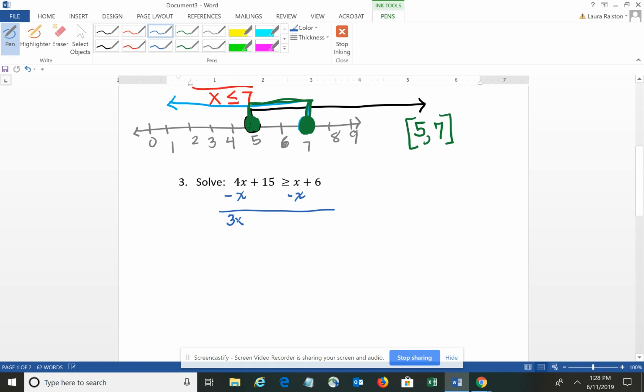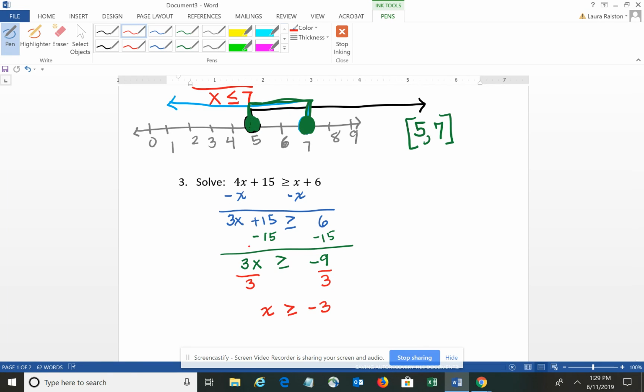So I have 3x plus 15 is greater than or equal to 6. Then I'm going to get all the numbers together on the right side. So I'm going to subtract 15 from either side. So I have 3x is greater than or equal to negative 9. Then I'm going to divide both sides by positive 3. Because I'm dividing by positive 3, I don't have to worry about flipping or inverting the symbol. So x is greater than or equal to negative 3.